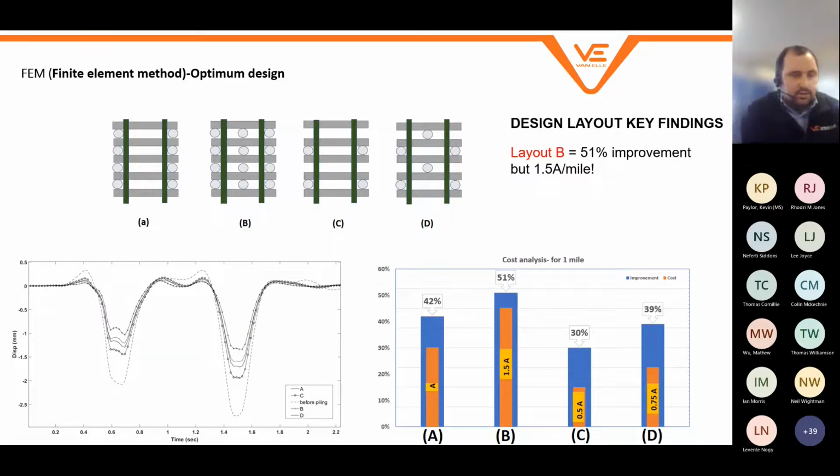And what we can also do within this is use this as an optimization method as well. So by using FEA, what we can do is plot the displacement. We can then look at different pile arrangements and then look at that from a cost benefit perspective. So there's 4 examples there where we've got different pile layouts, different reduction in track deflection, so 42%, 51%, 30 or 39% respectively, versus the cost as well.